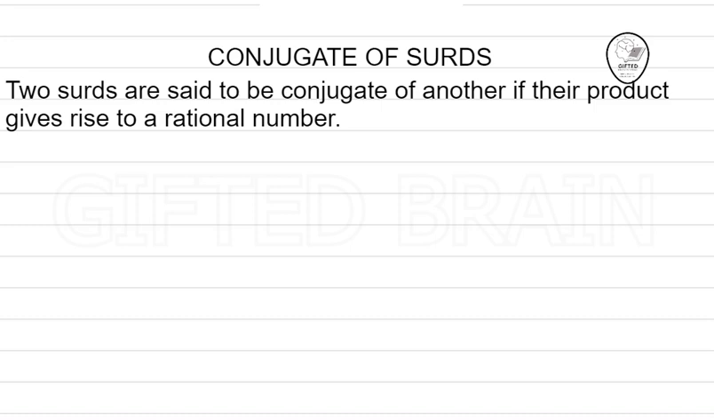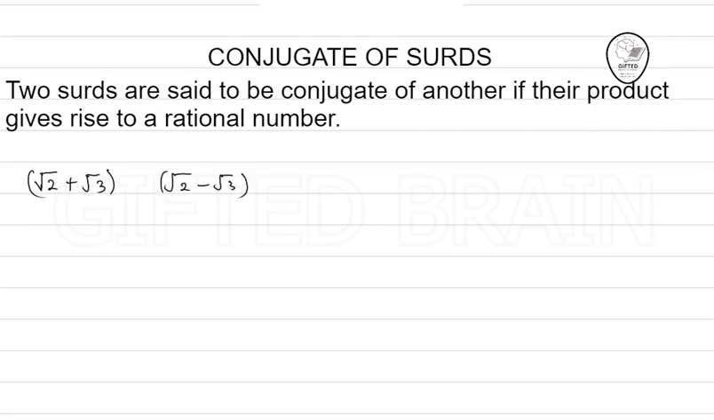Again, today we shall be considering conjugates of surds. Two surds are said to be conjugates of one another if their product gives rise to a rational number. For instance, let me illustrate now. The conjugate of root 2 plus root 3 is root 2 minus root 3.